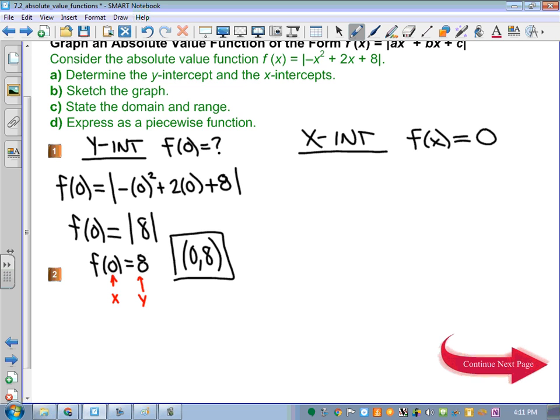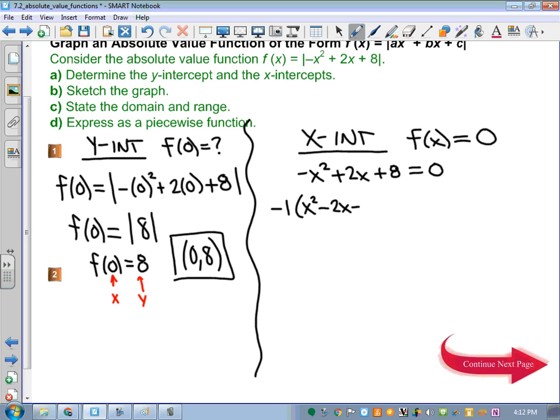And this happens when the inside of the absolute value is 0. So f of x is equal to 0 when negative x squared plus 2x plus 8 is equal to 0, which means we have to factor it. The best way to do that is to take out that negative, I think. You treat it as the greatest common factor, and we're left with x squared minus 2x minus 8. We can then factor that bracket to negative 1 times (x minus 4) times (x plus 2). Kind of skipped a little step there. I'll write it up here.